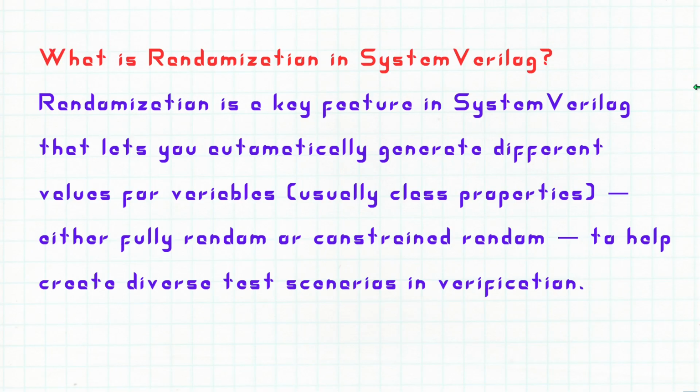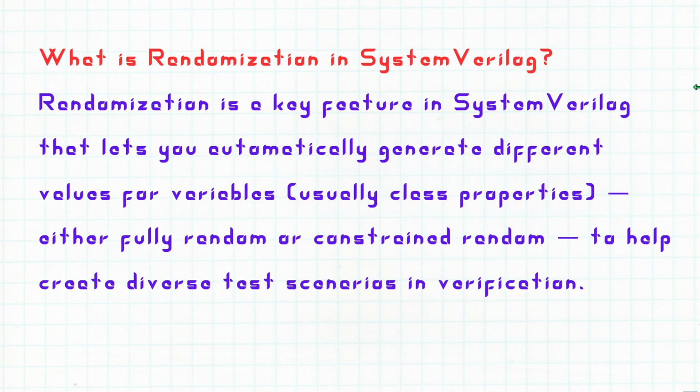No raise my name. Welcome to SystemVerilog Studio, and our today's topic is what is randomization in SystemVerilog. So as you can see, randomization is a key feature in SystemVerilog which we have added from Verilog to SystemVerilog. It is a randomization feature that lets you automatically generate different values for variables, usually class properties.